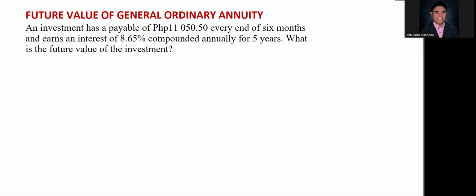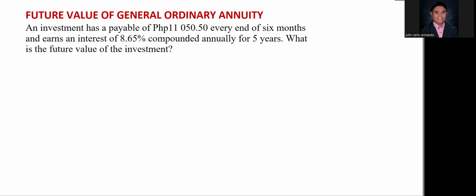First, you can see here that the annuity is ordinary because the payment is done at the end of every period, right? And why is it a general annuity? Because the frequency of payment is done every end of 6 months, meaning semi-annually. But the compounding period is annually, so once a year. Since the frequency of payment is not equal to the compounding period, then that annuity is called a general annuity. So the problem is asking for the future value of general annuity.